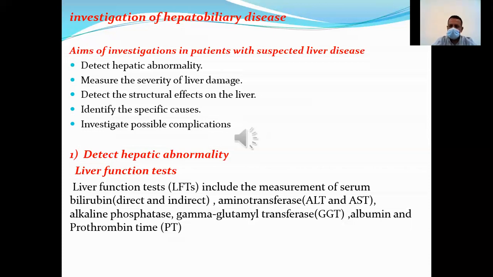So what are the tests used to detect the abnormality? Very important tests are called liver function tests. What do I mean by liver function tests? The liver function tests consist of measurement of serum bilirubin, either direct or indirect, the aminotransferases (alanine transferase, aspartate transferase), alkaline phosphatase enzyme, gamma glutamyl transferase enzyme, albumin, and prothrombin time.